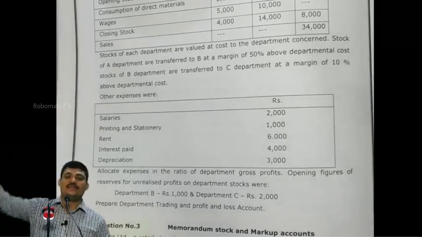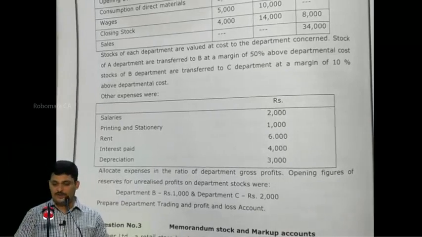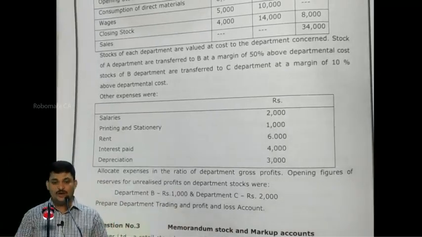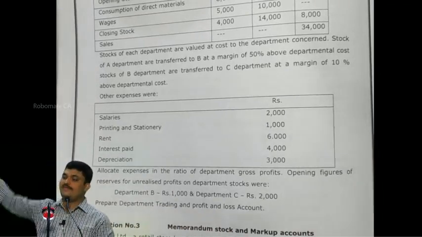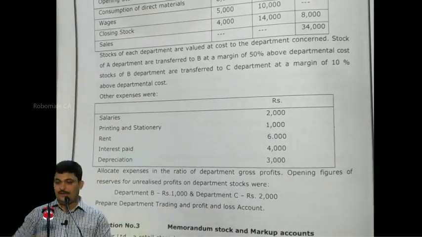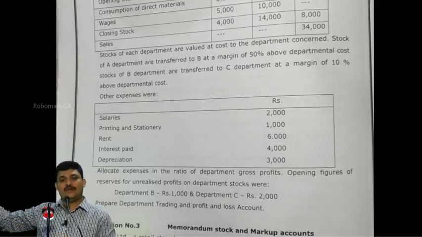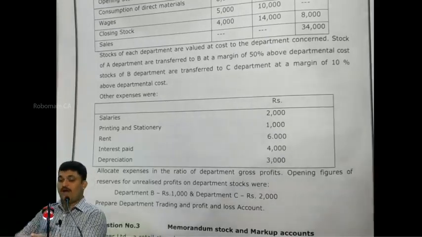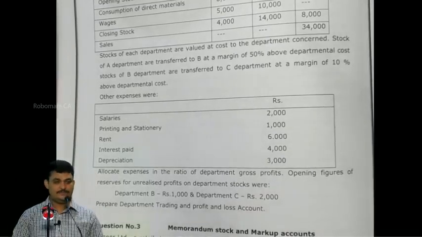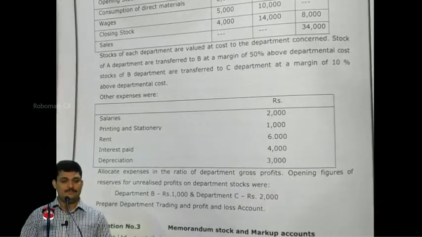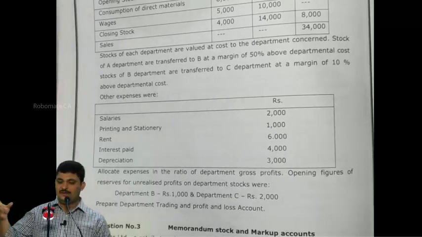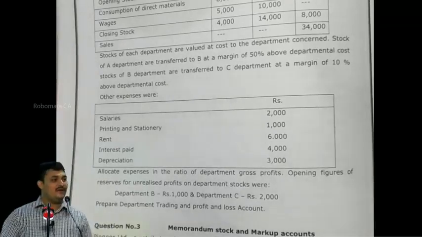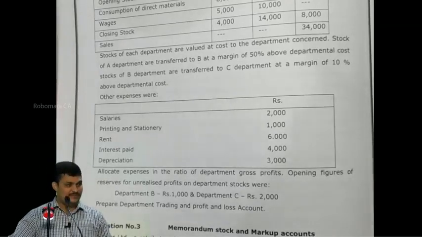C will only make sales to outsiders. So A will not make any sales to outsiders. B will not make any sales to outsiders, only C will make sales to outsiders. A will transfer the goods to B at a profit margin of cost plus 50%. B to C, cost plus 10%. Like that we identify or we will be recognizing the profits.